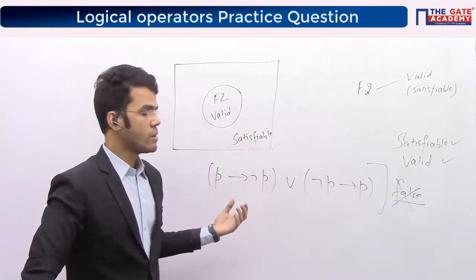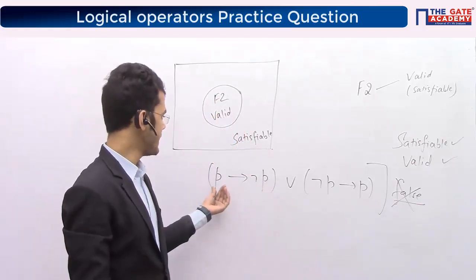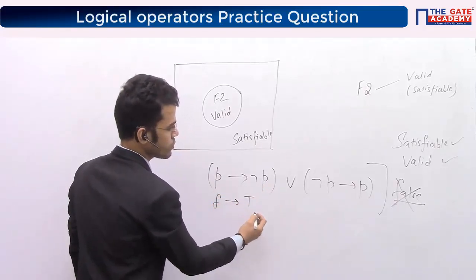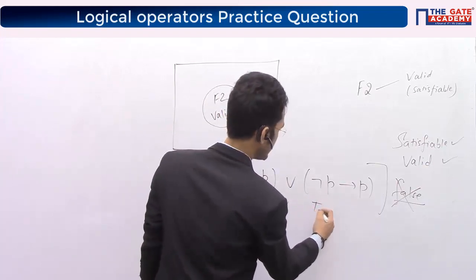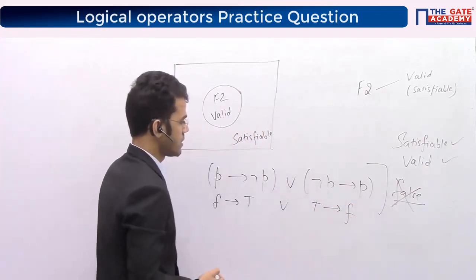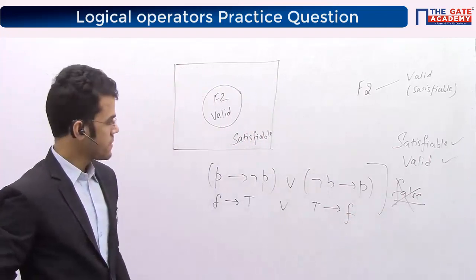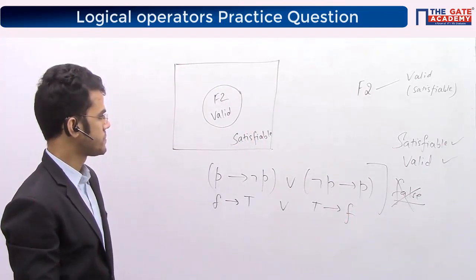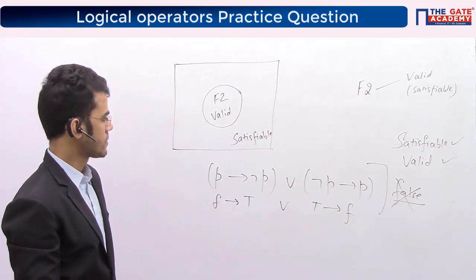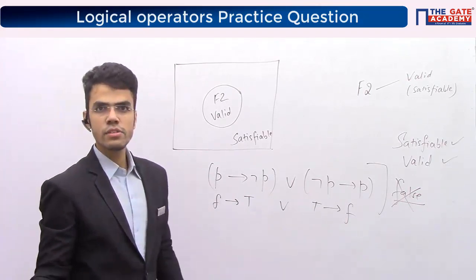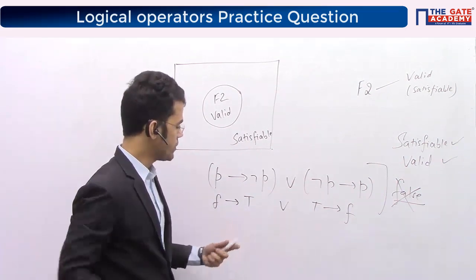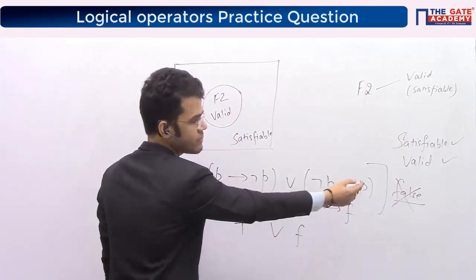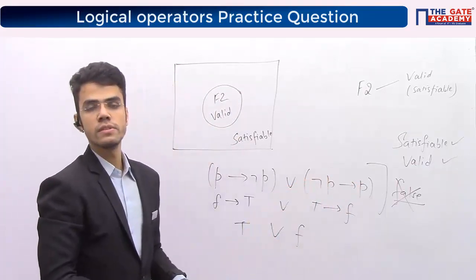Fine. So see here, if you are taking P as false, what is coming out? Let's suppose P as false: P implies true, and this is true implies false. Then also, what was the doubt? If you are taking P, false implies true will give me true, or true implies false will give me false. True or false won't give me false, right? It will still give me true.